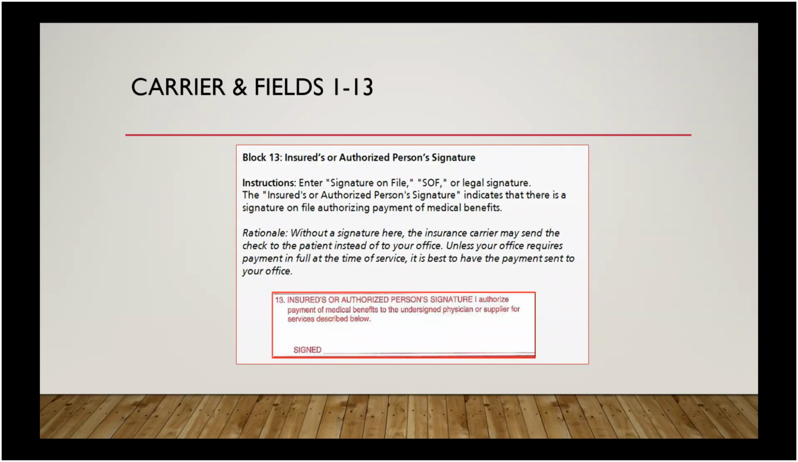Block 13 is the last one for this particular series. So enter your signature on file or legal signature. The insured's or authorized person's signature is indicated. Again, without a signature here, the insurance carrier may send the check to the patient instead of to your office. So you want to make sure you have that. A lot of the forms that you're going to have the patient sign, one of them is going to give permission to send the information, the claims, to the insured.